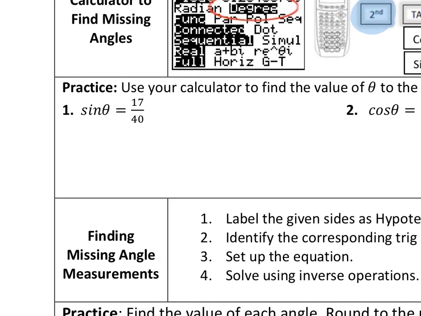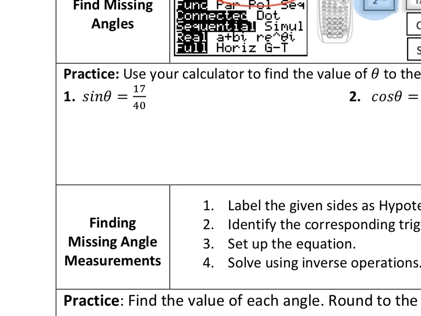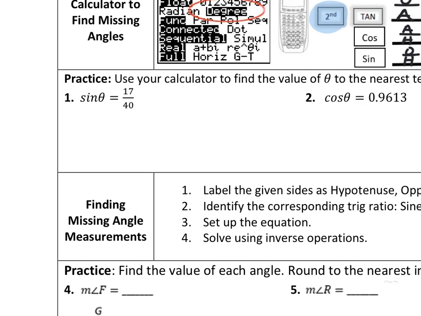So let's practice this. We're going to use our calculator to find the value of theta to the nearest tenth. That means we're saving 1 decimal. Well, right now it says sine of theta equal to 17 over 40. I want this angle theta. Remember, that's not a 0. I got a lot of questions about that throughout the last few days. That's not a 0. It is a Greek letter called theta.